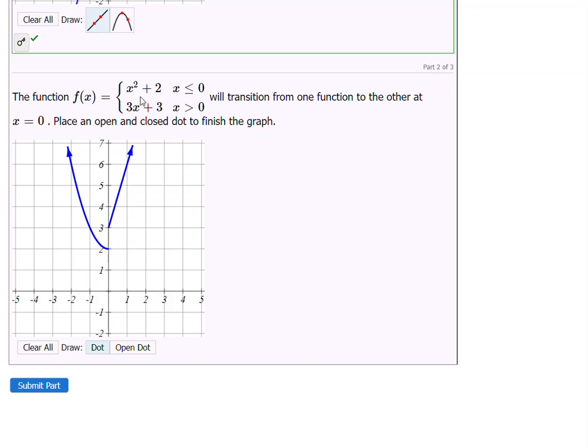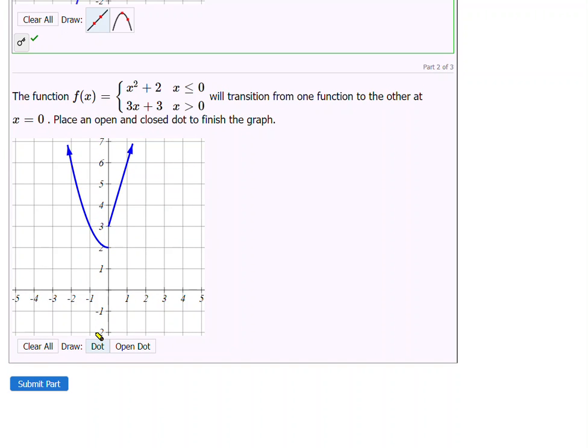Now, looking at our function again, it's asking us to place an open or a closed dot to finish the graph. Well, that just really depends on whether it's less than or equal to, or greater than, right? Less than or equal to, so that's going to be a solid dot. I'm already on the dot feature. That's going to be when it's following our parabola, so that's where I put that dot. And then my open dot would be for the line, when it's greater than 0. So at that point there.